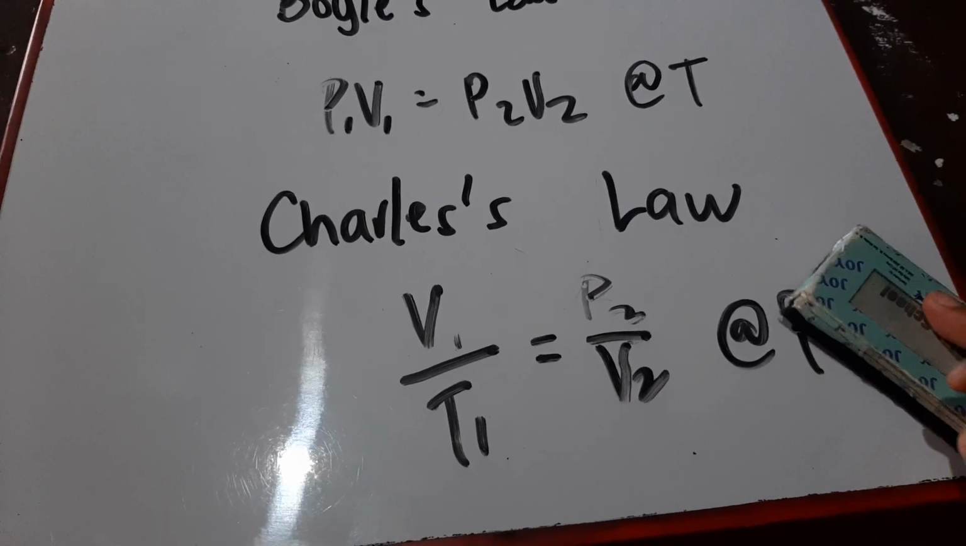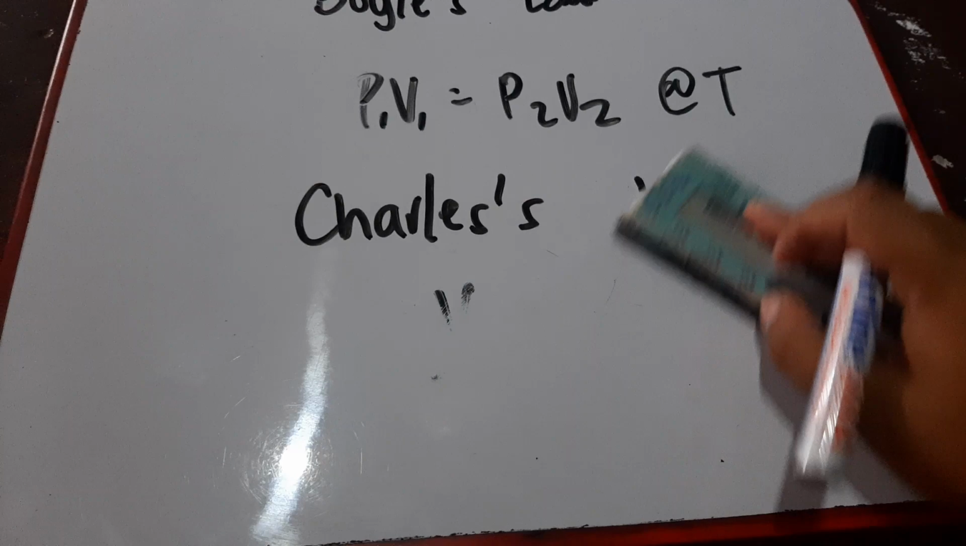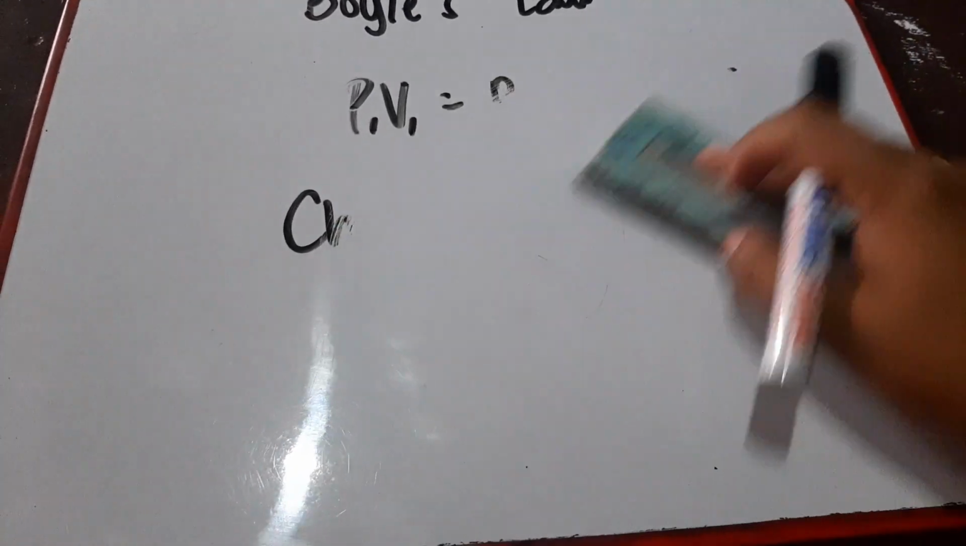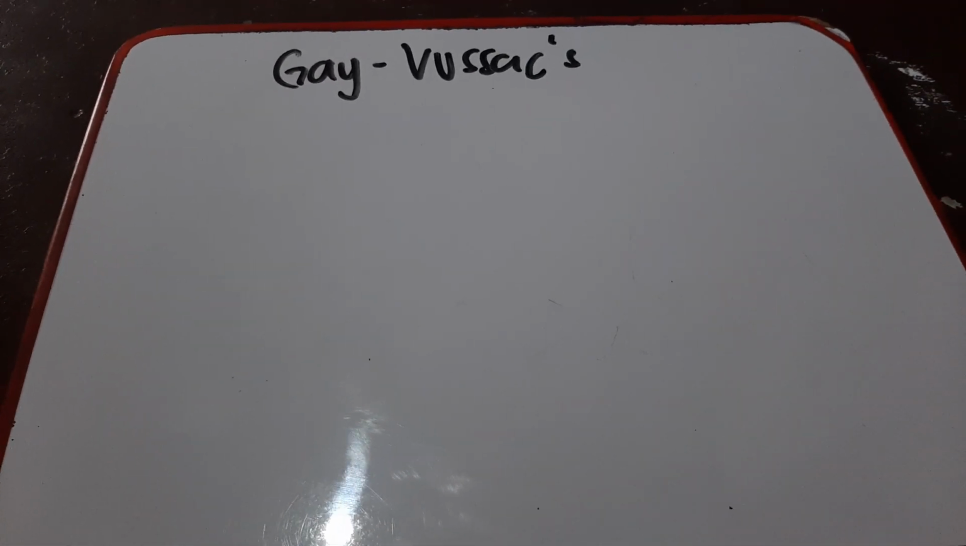For the third law, we have the scientist by the name of Louis Gay-Lussac, Joseph Louis Gay-Lussac. It's one name. Some students often ask, "Sir, are Gay and Lussac two people?" It's just one person. So, Gay-Lussac's law.